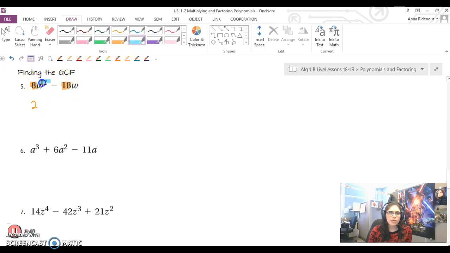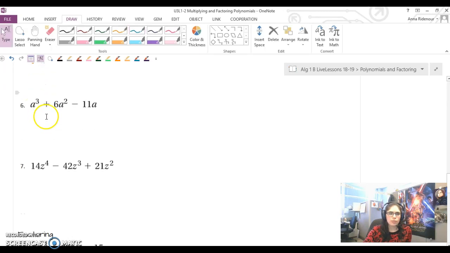Now I want to look at my variables, and I'm always limited by the variable with the lowest exponent. So between the w squared and the w, I can factor a w out of w. Anything is a factor of itself. And I can also factor one w out of w squared. So I can factor a w out of both of those. So my GCF is going to be 2w.